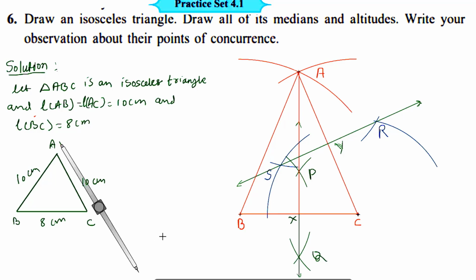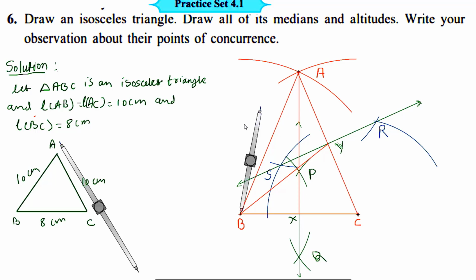Join the midpoint and vertex B. Therefore, segment BY is the median of triangle ABC from the vertex B to the opposite side AC.